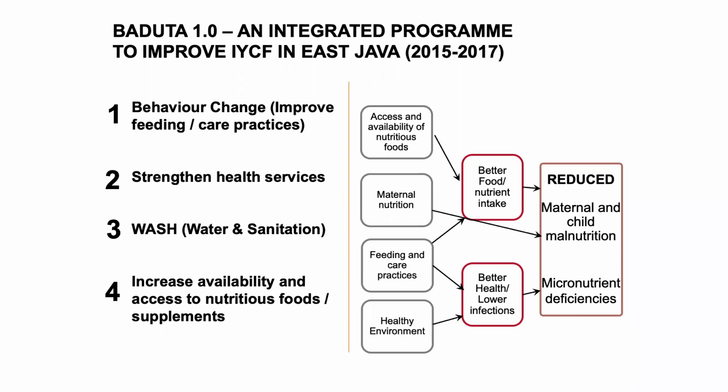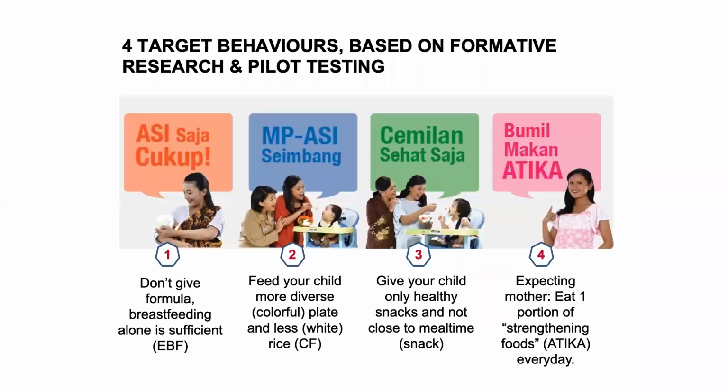So with these 4 interventions being done at the same time over 2 years with 4 different implementers, the aim was to reduce maternal and child malnutrition and micronutrient deficiencies. Please. So based on the formative research, for which we worked with the London School of Hygiene and Tropical Medicine, who came up with the behavior-centered design, which Sona just mentioned some time back.